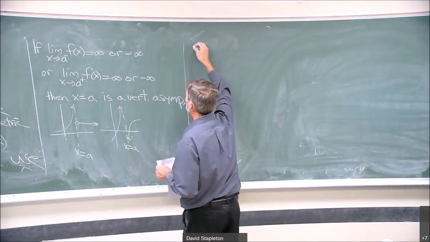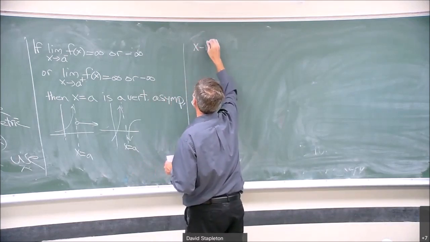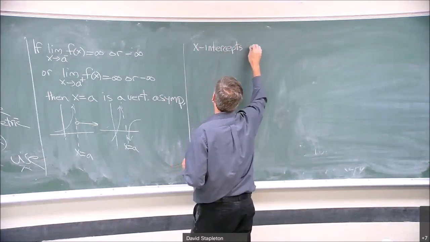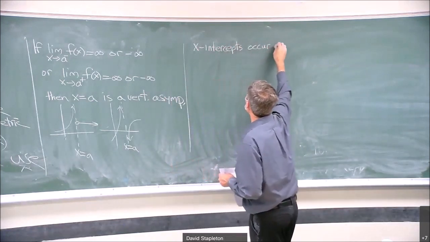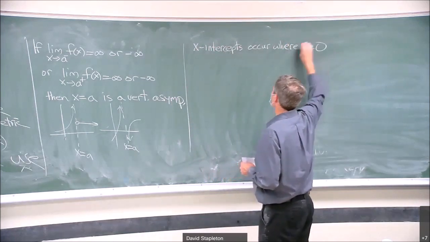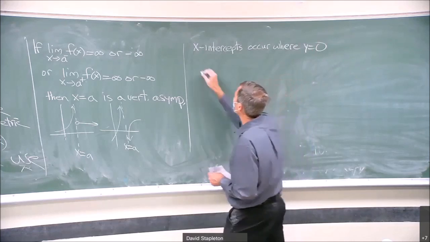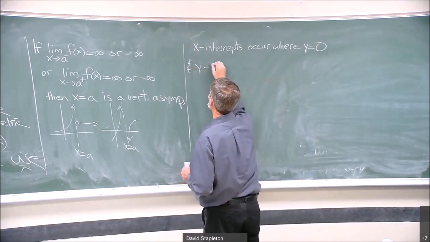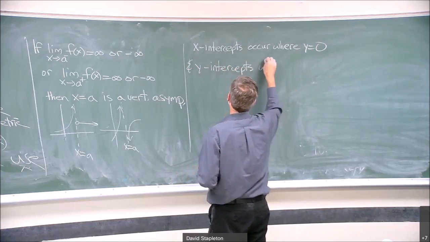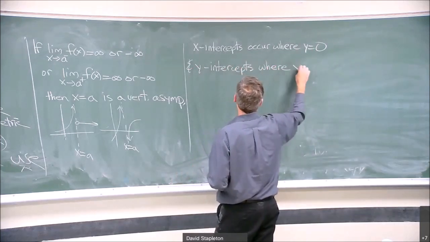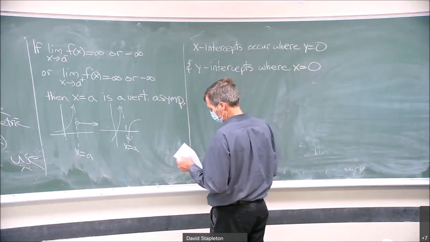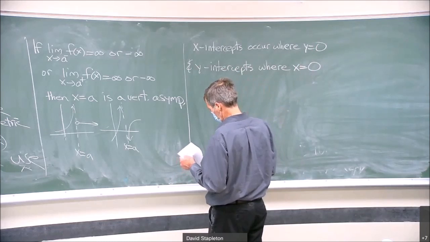It's nice to plot x-intercepts, which occur where y equals 0. So you can plug y equals 0 in and see what the x values are. That gives you the x-intercepts. And right from algebra, y-intercepts occur where x equals 0. If x equals 0 is the y-axis, that's the y-intercept.